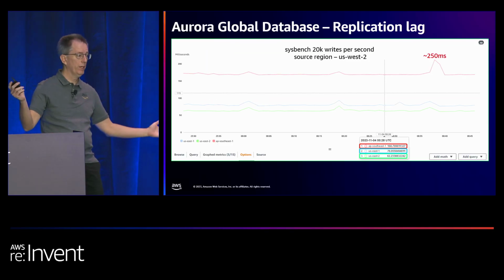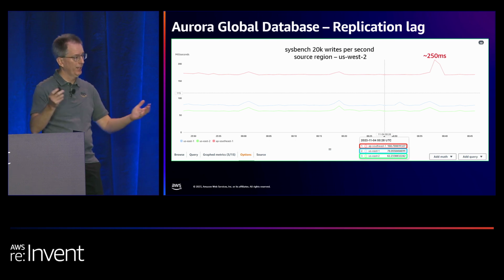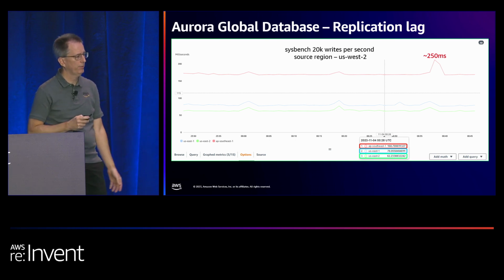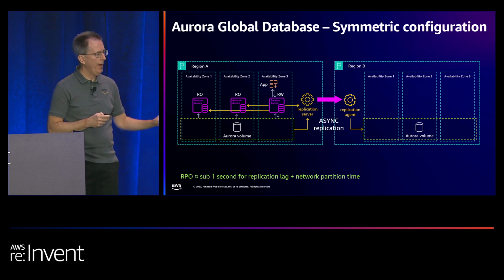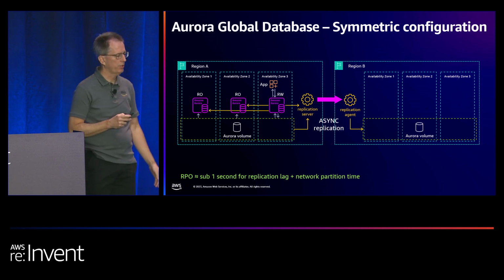So if you pick the two regions that are the furthest apart in the world, it's obviously going to get closer to a second. So it's definitely something to think about. We're happy with our RPO, right? We're down to a 1 second replication lag, but maybe not on our RTO. So let's work on that.